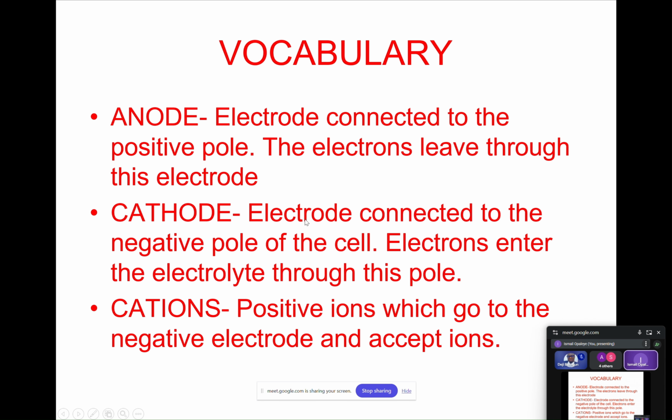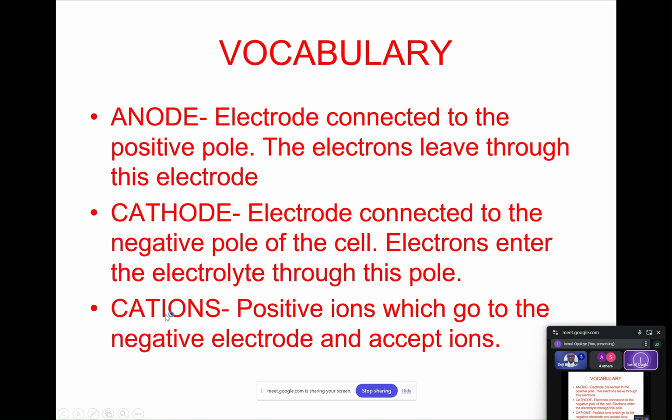While for cathode, it is the electrode connected to the negative pole of the cell. So take this as the negative pole and anode as the positive pole. Electrons enter the electrolyte through this pole. So that is cathode.